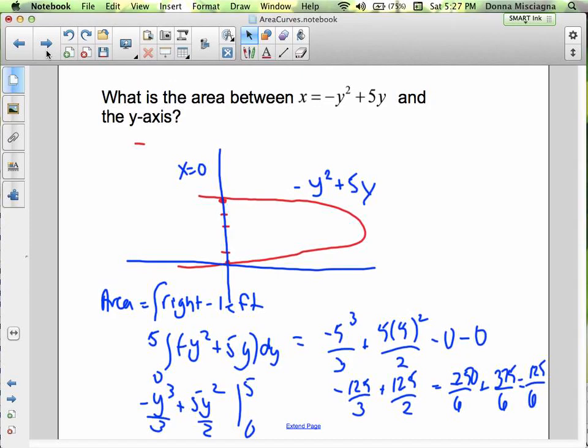So we have negative 5 cubed divided by 3, plus 5 times 5 squared divided by 2, minus 0, and simple little evaluating here, getting same denominator. 125/6 is the area under the curve. And that's the end of this problem, right?